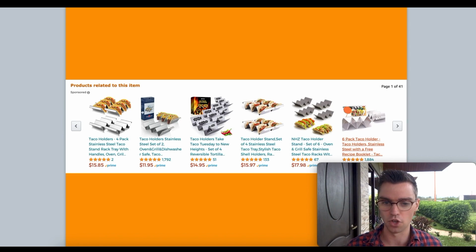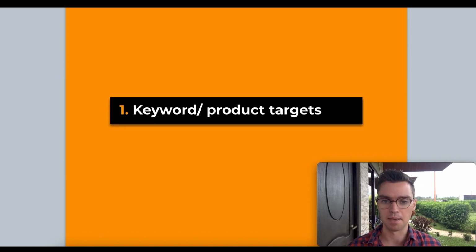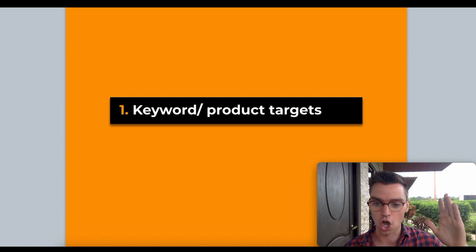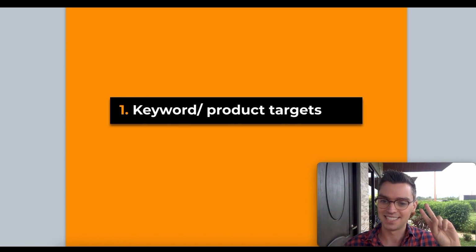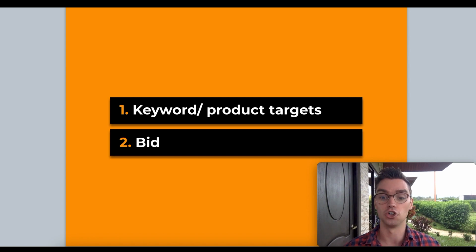So again, just recapping, Amazon PPC is really a simple platform. You want to get more sales and profit. You want to get more visibility on Amazon. You're going to tell Amazon, hey, I want to target these specific keywords and or products on Amazon, so you show up in the search results and or in the product detail pages like I just showed you. And the second criteria that you tell Amazon is your bid.